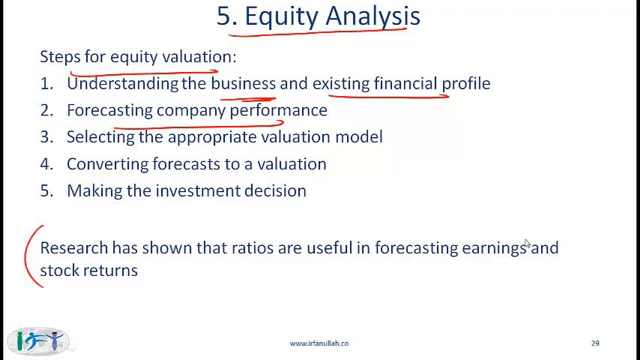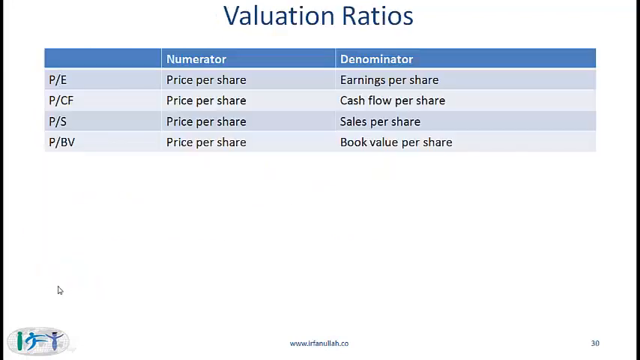In this particular reading, we are focused on ratios, and there is substantial evidence that ratios are useful in forecasting earnings and stock returns. Some of the important valuation ratios for equity are price to earnings. This is the price per share divided by the earnings per share, price per cash flow, price per sales, and price per book value. The book value of a company is also called the net asset value, or the value of assets minus the value of liabilities.